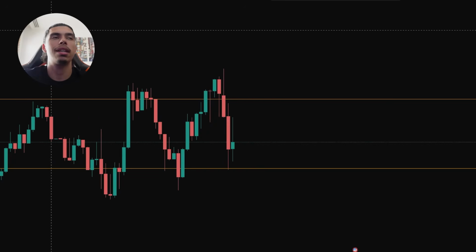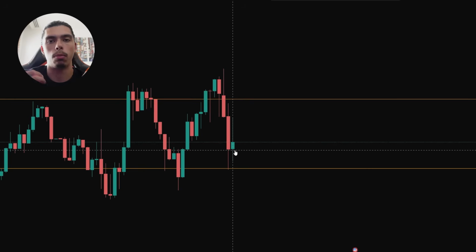This is the next step. The next step we need to wait for is a support candle to form. What do I mean by that? I need one 15-minute candle to close bullish minimum.